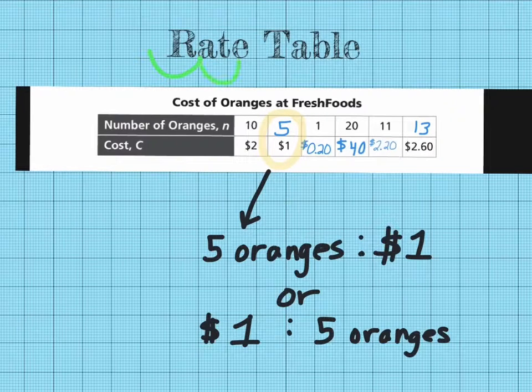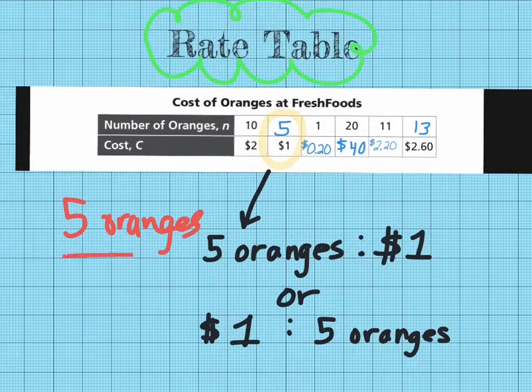From here, you all filled in a rate table for oranges versus cost, and we talked about 5 oranges costing $1 being considered a unit rate. $1 for 5 oranges is the same idea, just expressed in a different order. You could also write these as 5 oranges over $1, or $1 over 5 oranges, and we talked about the importance of using a label, dollar signs, oranges.